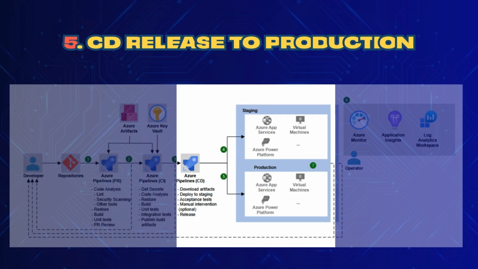The pipeline should run smoke tests in production to ensure the release is working as expected. If a manual intervention step results in a cancel, the release fails, or the smoke tests fail, the release is rolled back, the pipeline ends, and the developer will have to make the required changes.